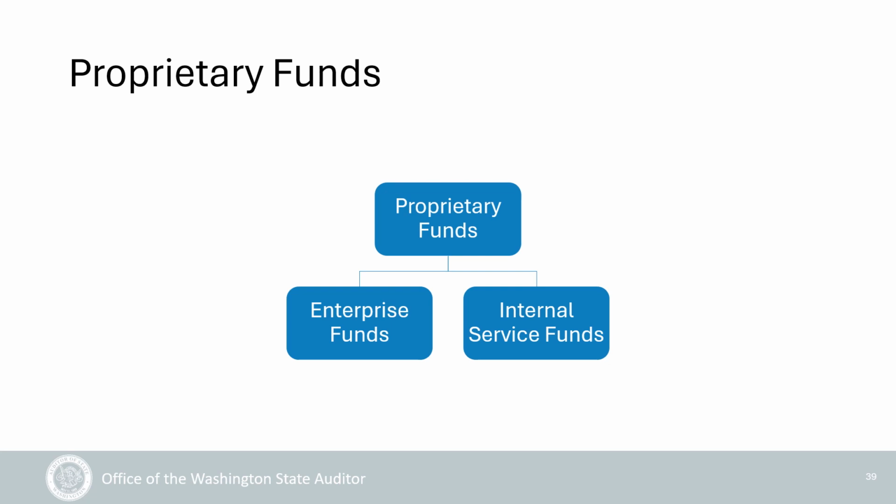We are now going to talk about proprietary funds. Here we have two fund types, enterprise funds and internal service funds. An easy way to remember the difference between these is that enterprise funds start with an E and serve external users, which also starts with an E. Internal service funds start with an I and serve internal users.